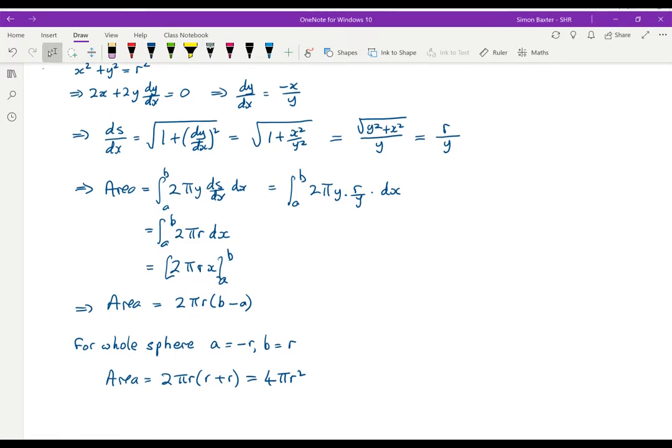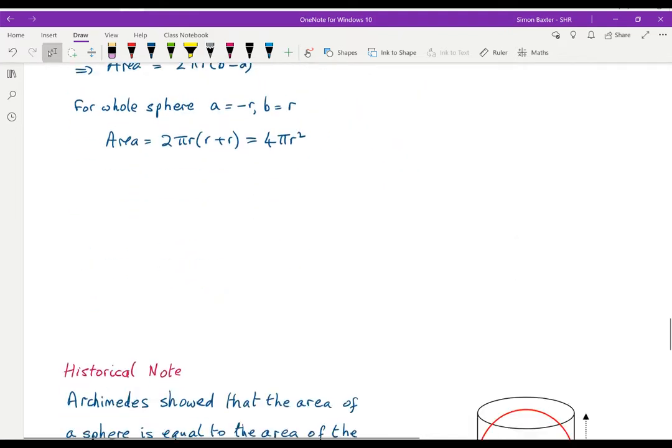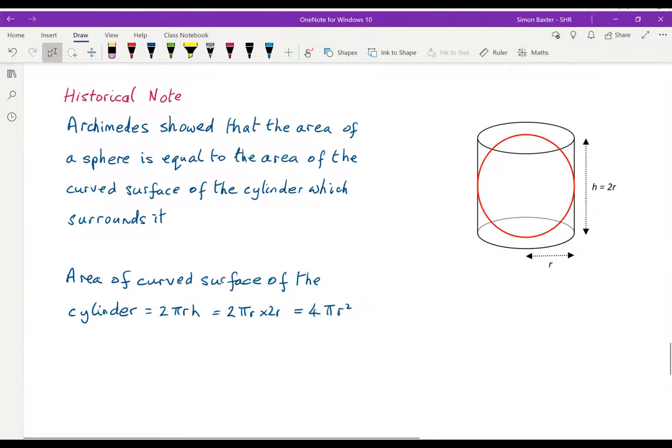On a historical note, Archimedes knew that the surface area of a sphere was equal to the area of a cylinder which immediately surrounds it. In other words, the area of the sphere is equal to the curved surface area of the cylinder. Well, we should know about a cylinder. The curved surface of a cylinder is 2 pi r h. h in this case is 2r. 2 pi r times 2r, 4 pi r squared, which agrees with the result that we just had.